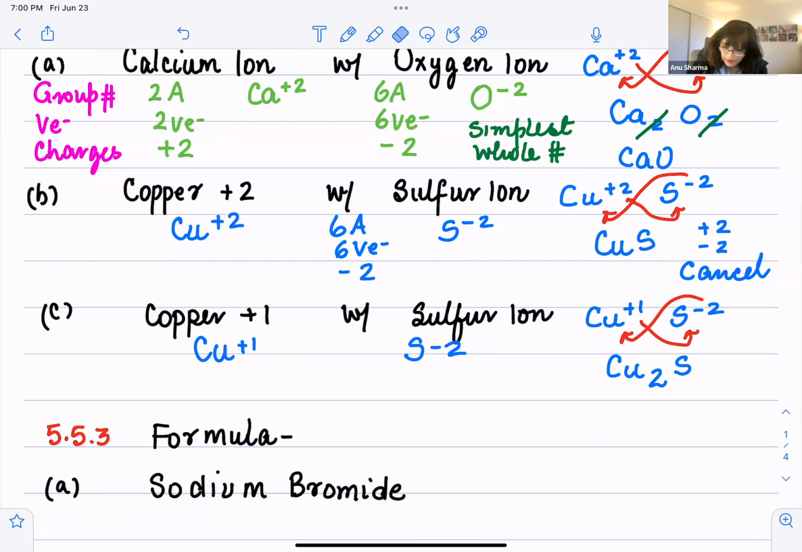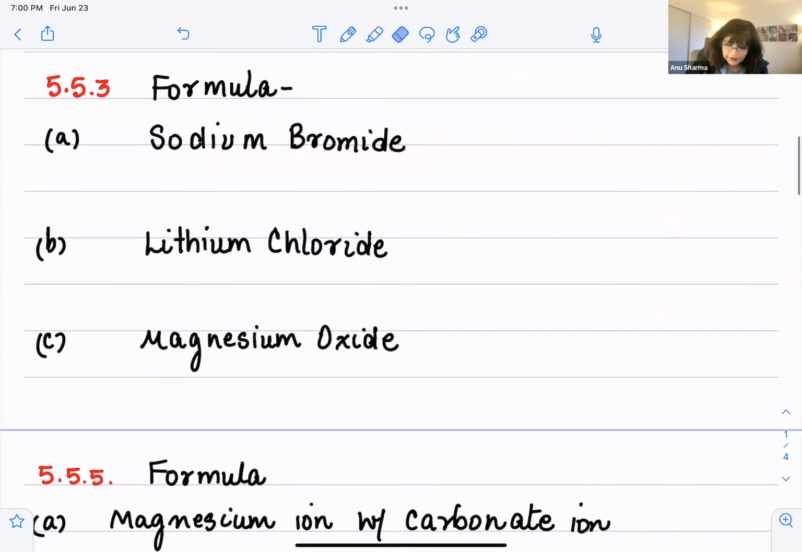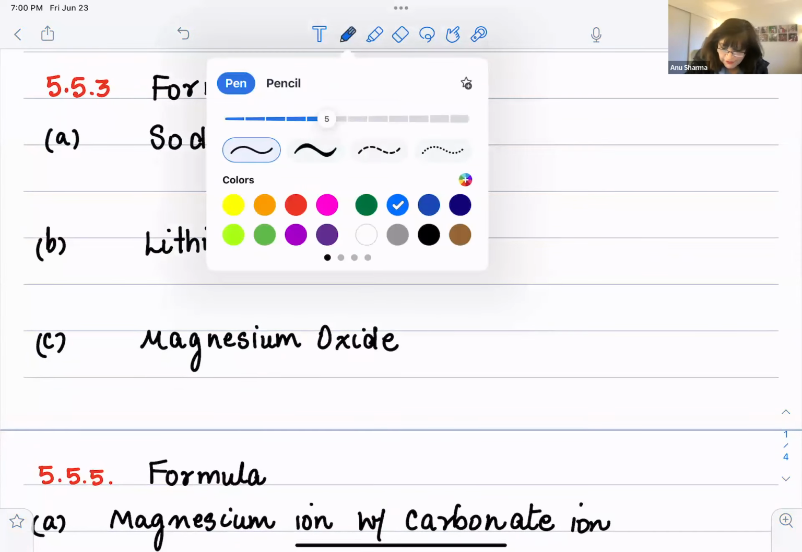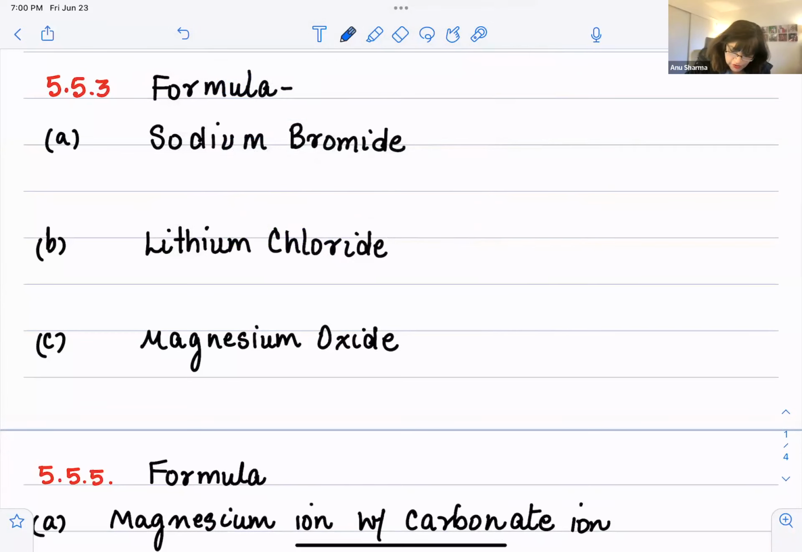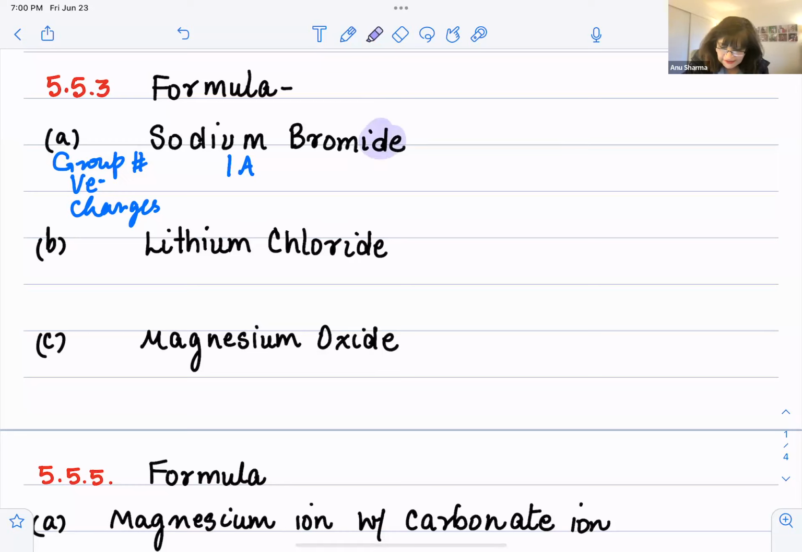Okay. Next is the formula of sodium bromide. So same information that you need. What information do you need here? You need to know the group number, valence electrons, and based on the valence electrons are the charges. So let's do this. Sodium is in group 1A. Bromide, ide. Remember this, ide is the single ide. All these ides are here also.